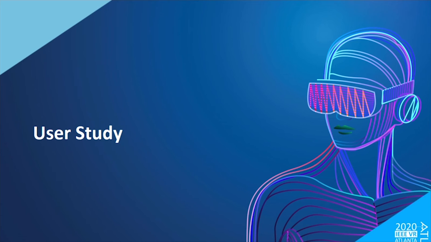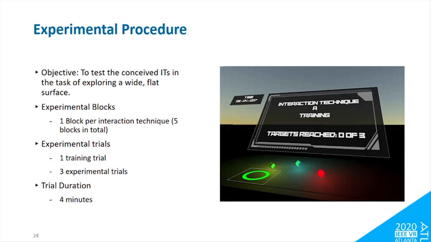Now let's talk about the user study and how we evaluated the interaction techniques. The objective of the user study was to evaluate the design technique's performance in rendering a white flat surface. The experiment was divided into 5 blocks, one per interaction technique. Each block was divided into 4 trials, 1 training trial and 3 experimental trials. All of the trials had a maximum duration of 4 minutes.